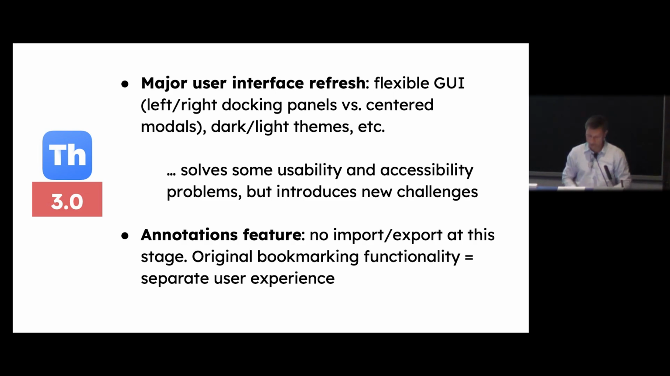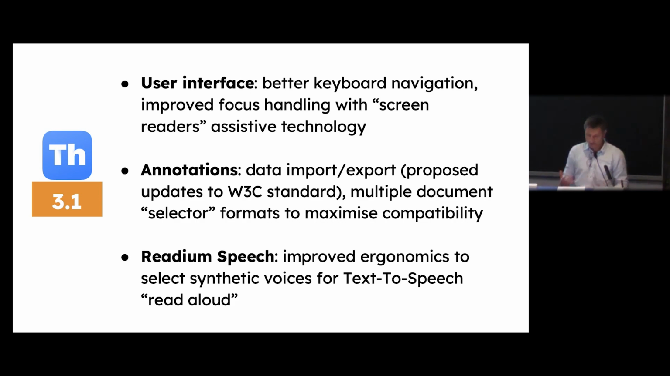So with Thorium 3.1, we needed to fix the user interface that we introduced in 3.0 with better keyboard navigation. We have a very strong focus on accessibility, so our support for screen readers, assistive technology, is very important to us, and so we improved keyboard focus handling for screen readers. With regards to annotations, we now have data import and export, and we are proposing updates to the W3C standard as we're implementing it.